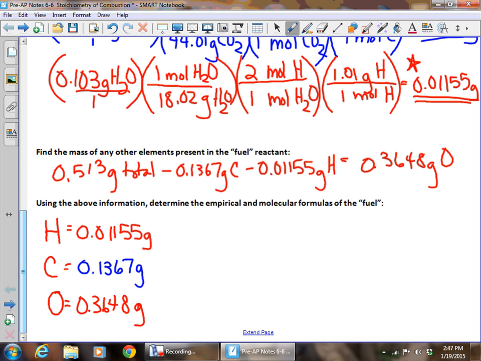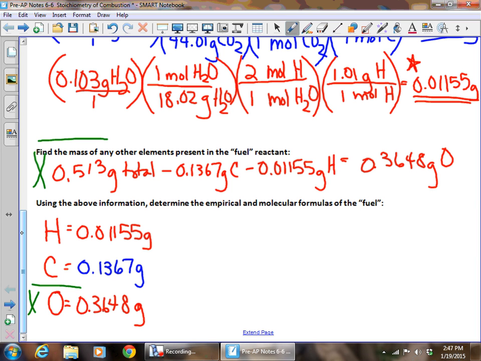0.3648 grams of oxygen. Now watch it on your worksheet, guys. On your worksheet, the first several problems only have carbon and hydrogen in them. You do not want to do this subtraction step if you only have carbon and hydrogen. And you will not need this step if you're only dealing with carbon and hydrogen. You would stop here and stop here. So watch for that. I'm showing you a more complex problem in the notes, but if it's easy, let it be easier, okay? So watch for that.